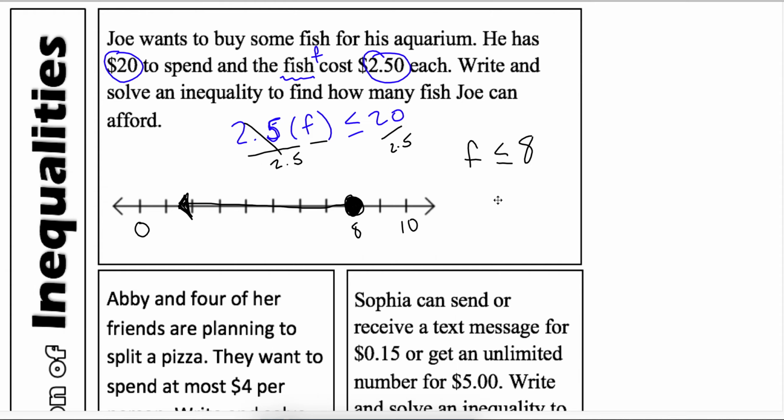Let's pick a number. Let's pick 10. Okay, 2.5 times 10. What does that equal? Well, move our decimal. That's $25. Do we have $25? No, we have $20. So that doesn't work. We cannot buy 10 fish. That's why it's not included in our graph. Any number down here would work. You could buy 1, you could buy 0 through 8, and we would be okay.